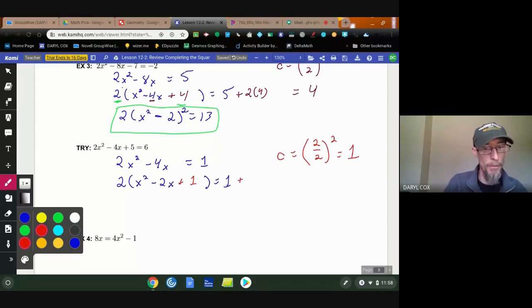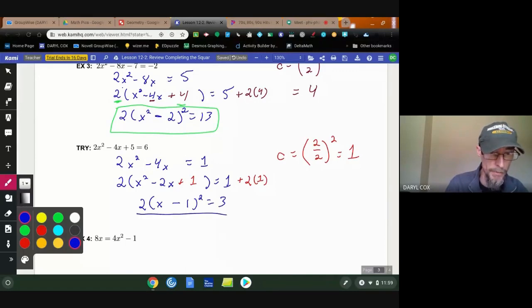Be careful. It's not 1. It's 2 times 1. So now I've got 2x. Square root of 1 is 1. Follow the sign of your b term, minus. And then 2 times 1 is 2, plus 1 is 3.